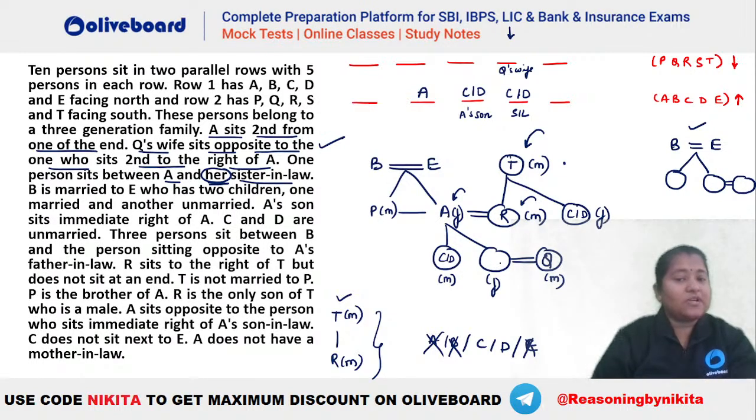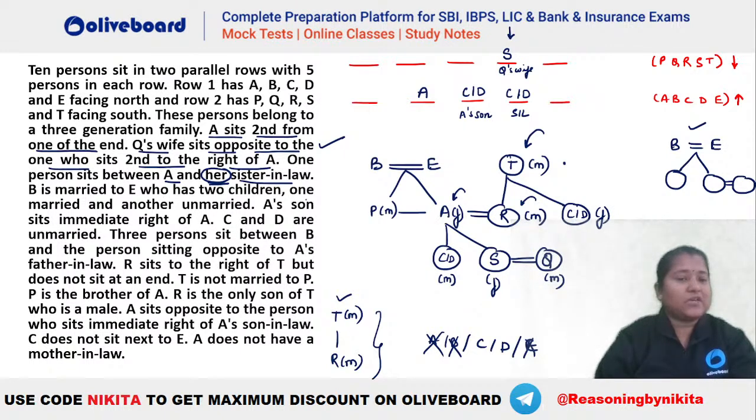Now, who is the only person remaining in here? You can see the only person is S. So, S will be Q's wife here. So, that means we have S at this particular position. Okay, so Q's wife will be who? That will be S. Okay, so we have drawn that also.